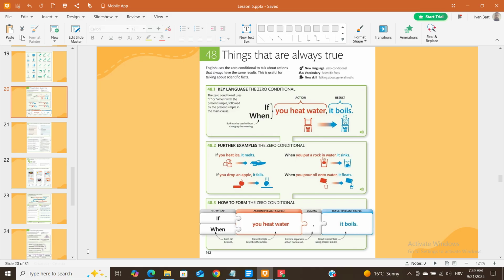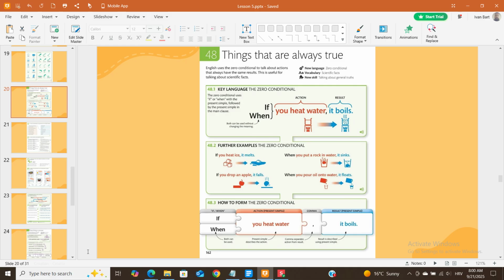48.2 Further examples. The zero conditional. If you heat ice, it melts. When you put a rock in water, it sinks. If you drop an apple, it falls. When you pour oil onto water, it floats.